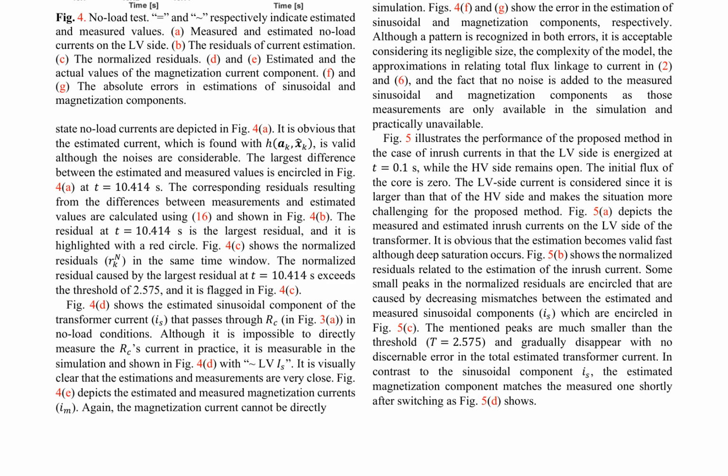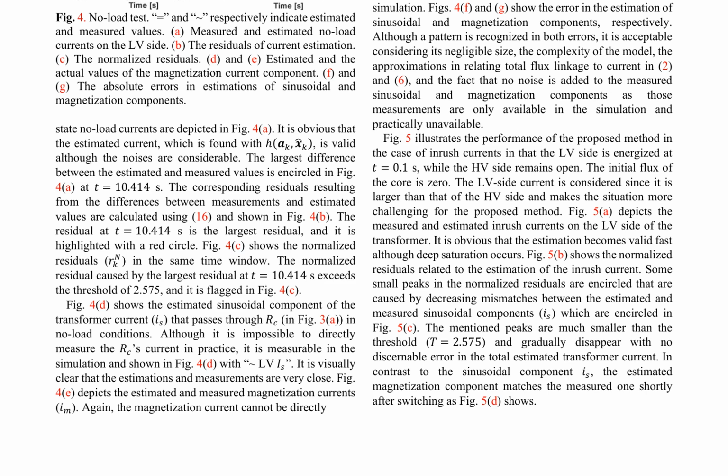The energization test results are presented in Fig. 5, where the measured and estimated inrush currents on the LV side are compared. The LV side is energized at t equals 0.1 s, while the high voltage, HV, side remains open. The initial flux of the core is 0. The estimated inrush current becomes valid quickly despite deep saturation. The normalized residuals related to the estimation of the inrush current are shown in Fig. 5b, with small peaks caused by decreasing mismatches between the estimated and measured sinusoidal components.